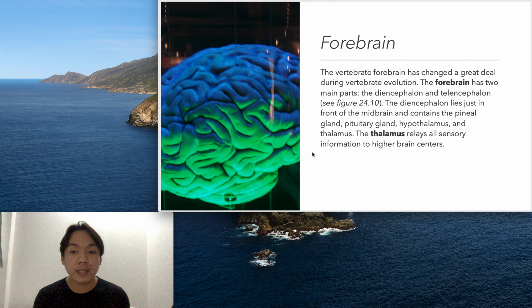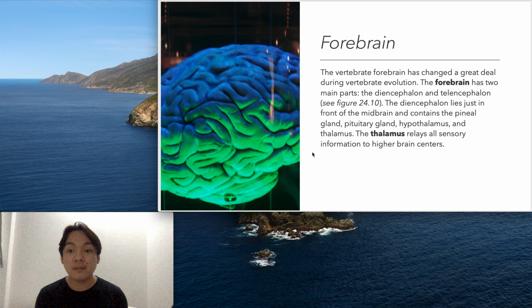So for the forebrain, okay, it has two main parts, the telencephalon and the diencephalon. For earlier fishes, they have only two lobes of brain; the brain's evolution started from a forebrain from fishes, and its main purpose is for olfactory.